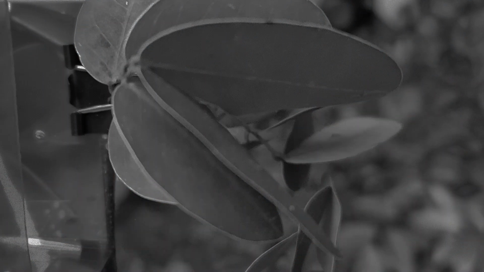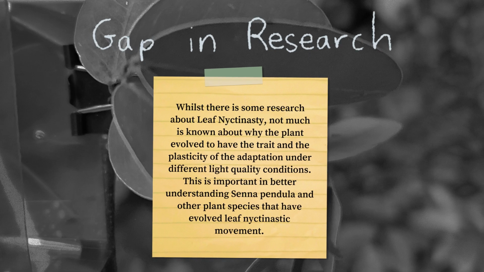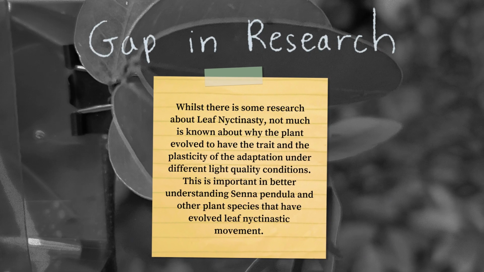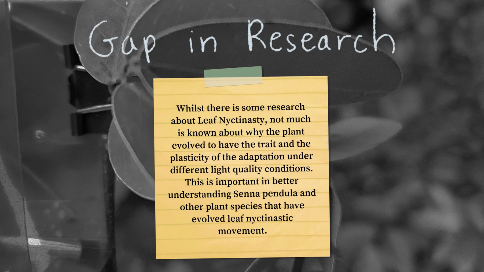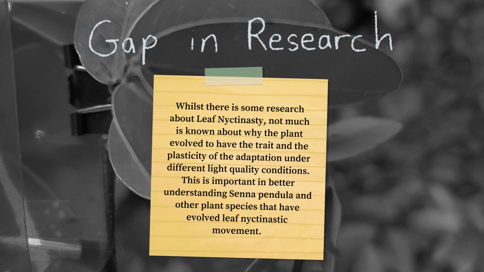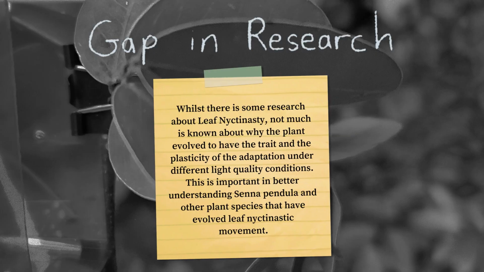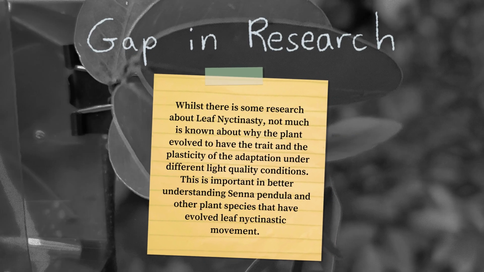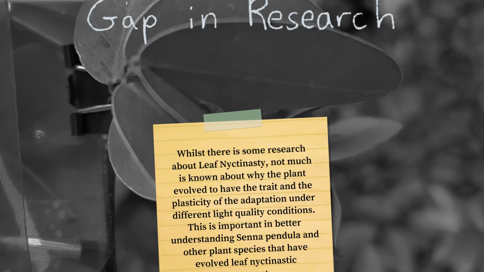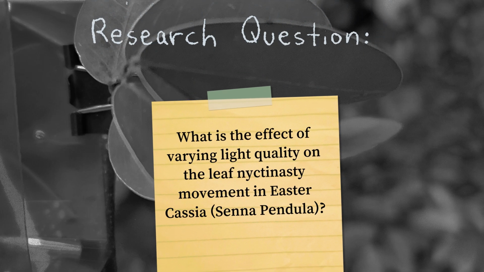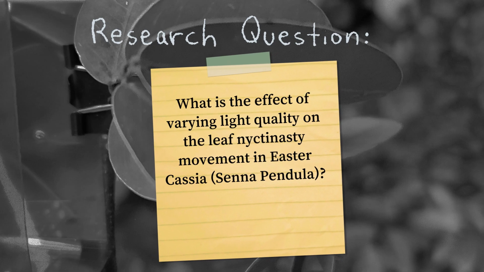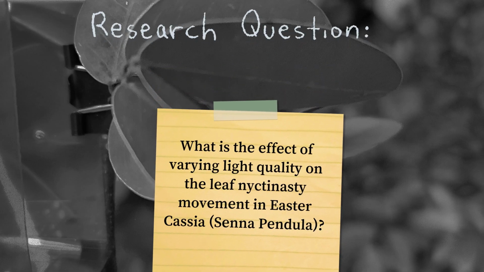While there is some research about leaf nyctinasty, not much is known about why the plant evolved to have this trait and the plasticity of it under different light quality conditions. Through this study, scientists can have a better understanding of Senna pendula and other plant species that have evolved leaf nyctinastic movement. So the question for my study is, what is the effect of varying light quality on leaf nyctinasty movement in East Acacia, or Senna pendula?